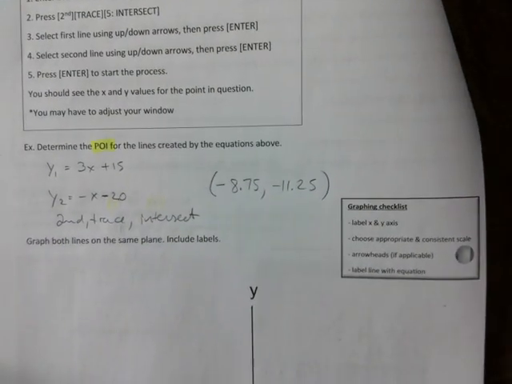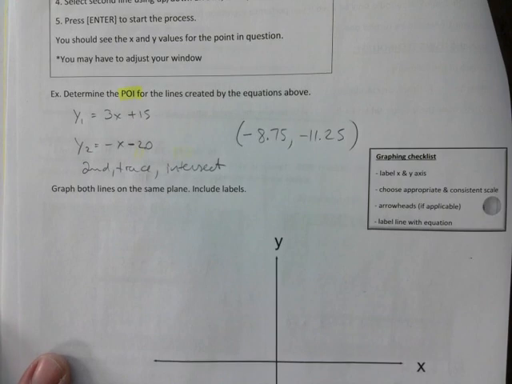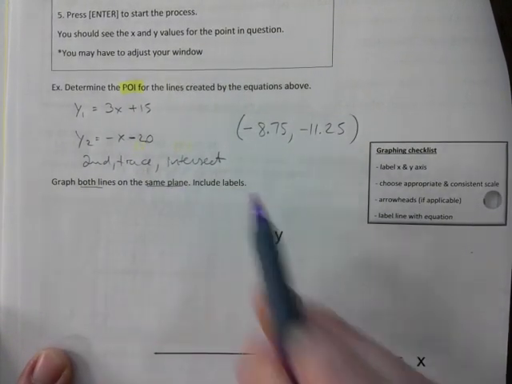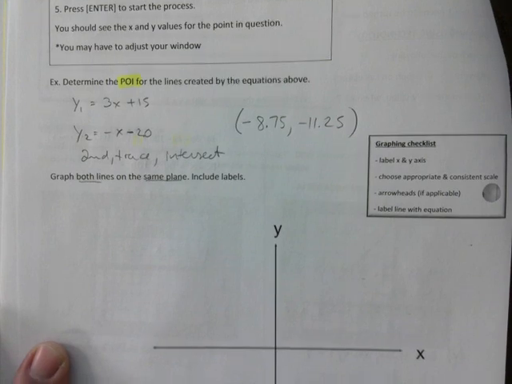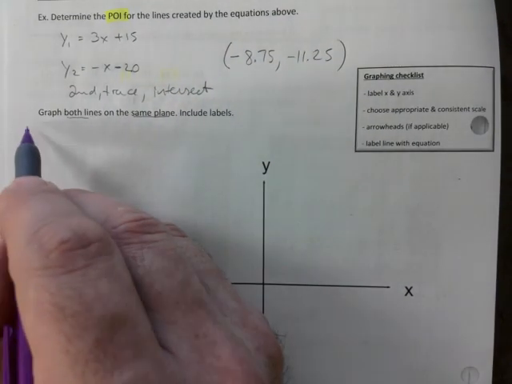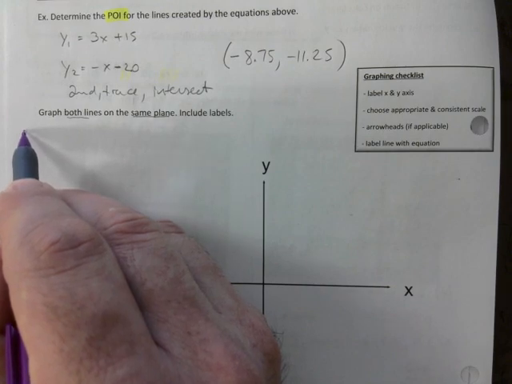Okay. So there it is. That's a point of intersection. Now I want you to graph both lines on the same plane. Include labels. Let's figure out the x-intercepts for the first line.